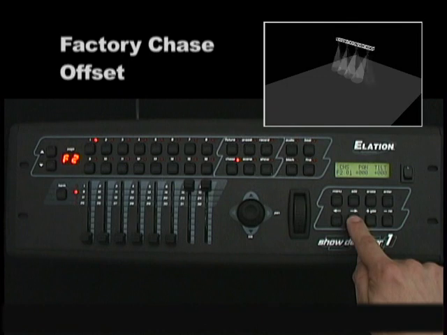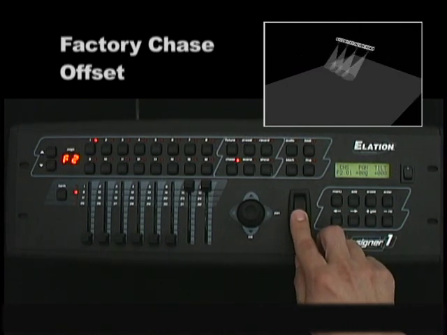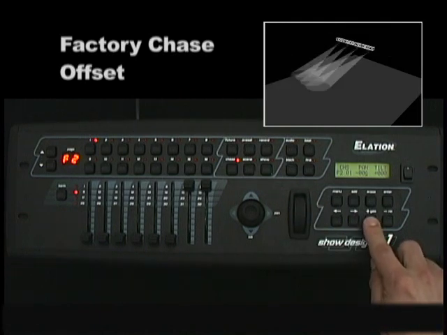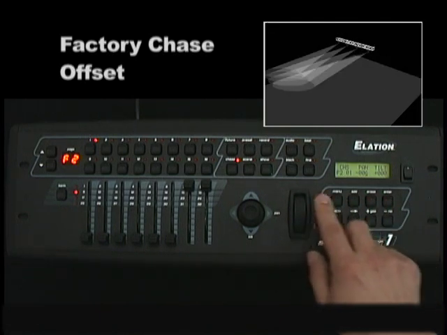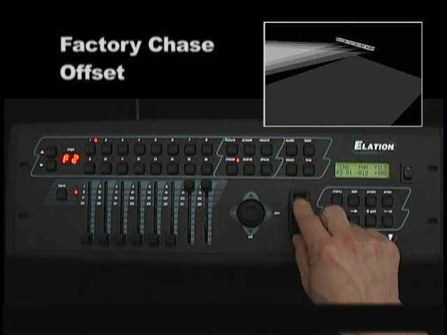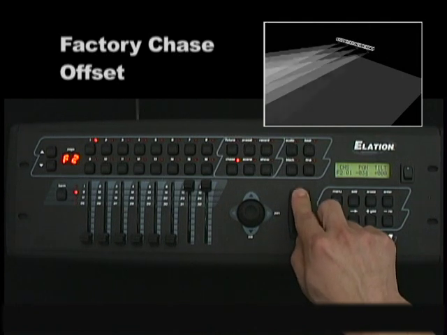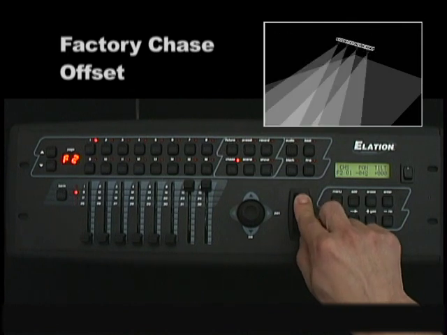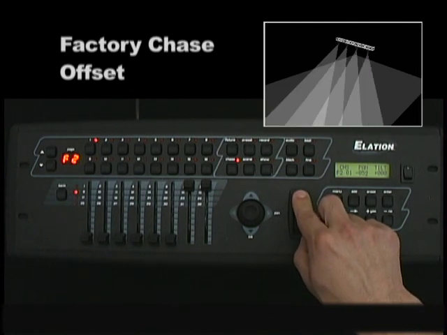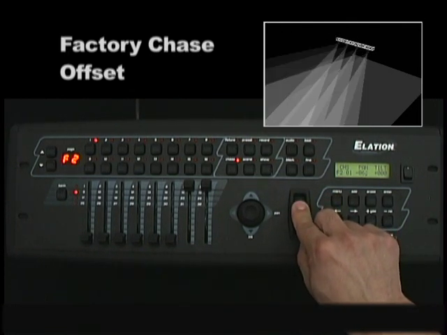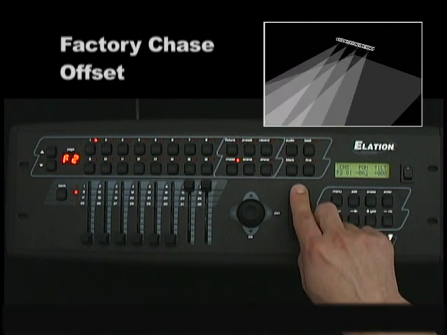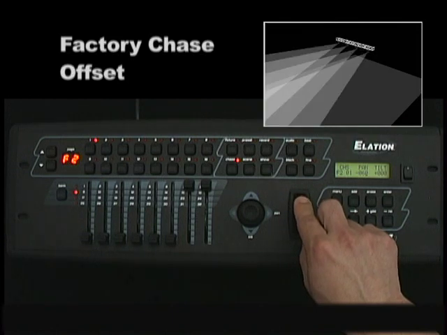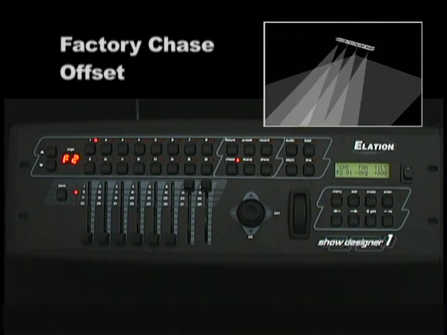We can then press the right arrow cursor and then adjust with the data wheel or the plus yes, minus no switches to adjust the offset. As you can see, the chase is moving as I am making this adjustment. Instead of hitting the back side, it is now hitting the left front side of the stage.